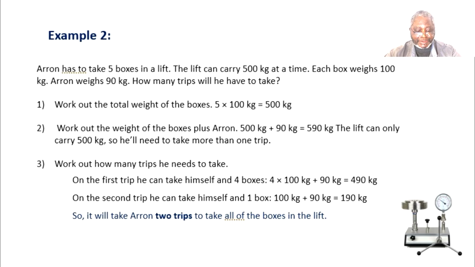Remember, the lift can only take 500 kilograms, so he'll need to take more than one trip. Work out how many trips he needs to take. On the first trip, he can take himself and 4 boxes, which is under 500 kilograms. On the second trip, he can take himself and 1 box, which is just 190 kilograms. He can even vary how much he needs to take per trip as long as he does not exceed 500 kilograms. So it will take around 2 trips to take all the boxes in the lift.